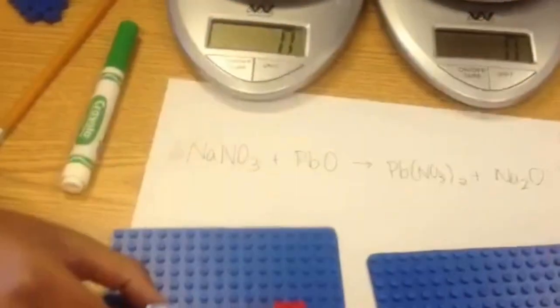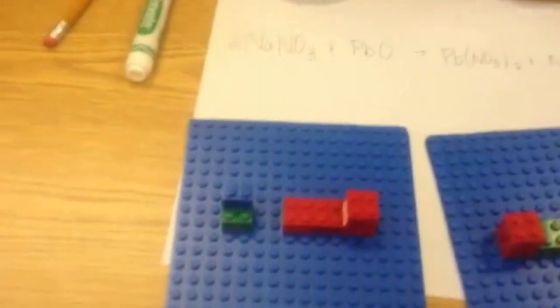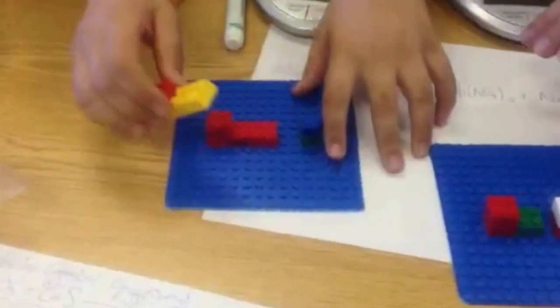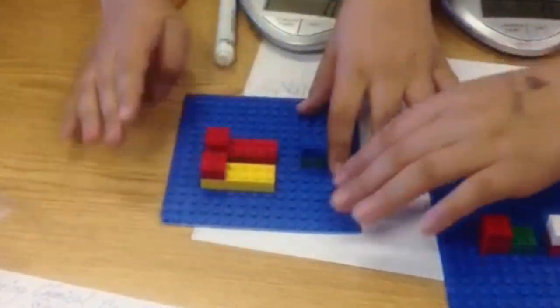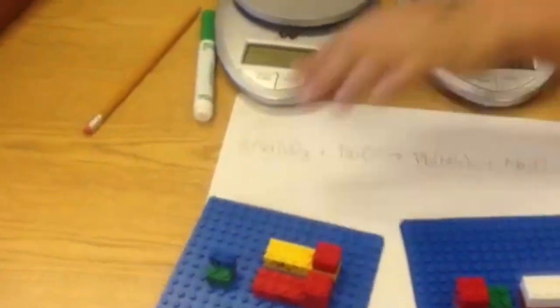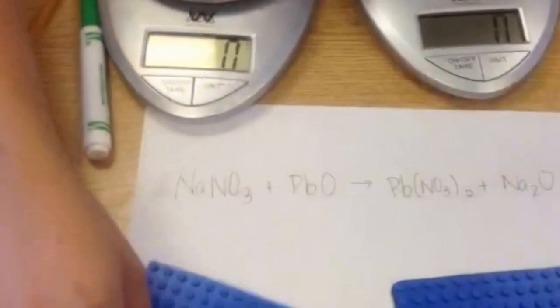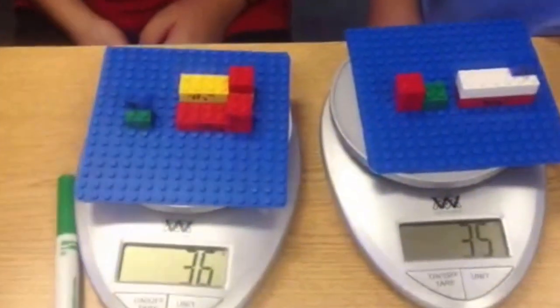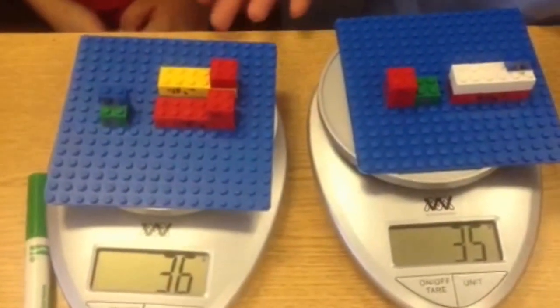Okay, so how do you build that with the Legos? We add... Okay, and then put a 2 on the equation. Yes. And then do that. And they're basically balanced. Just one off. Okay, so what did you guys learn?